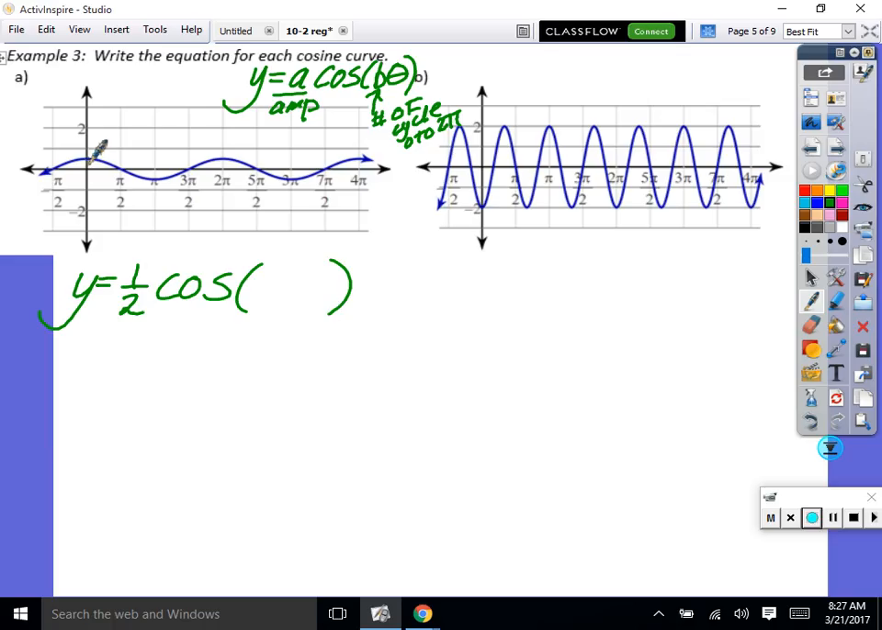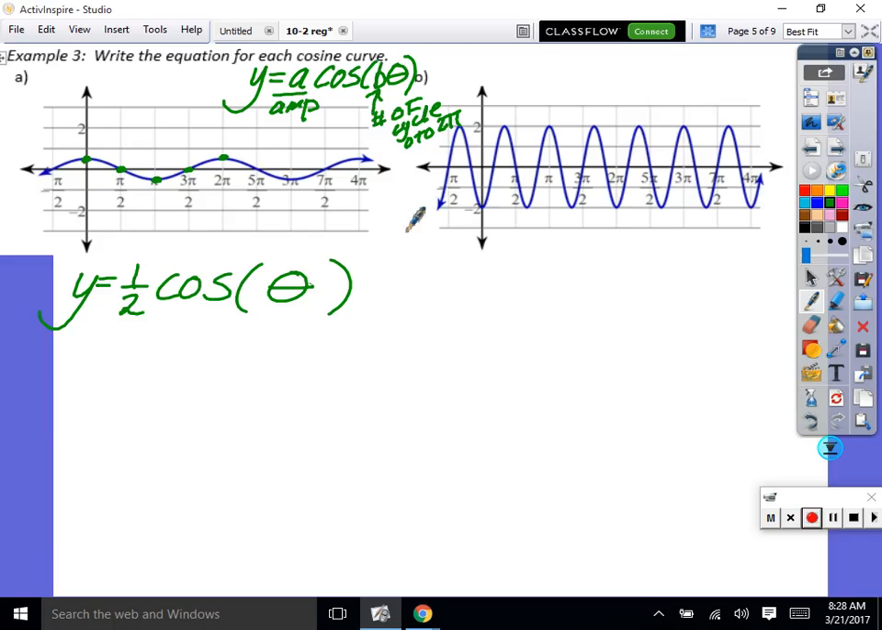So we would start out for cosine. Our 1 period is max, 0, min, 0, max. And didn't that end at 2 pi? So our period, the length of one cycle, is 2 pi, and the number of cycles from 0 to 2 pi is just 1. So we would have 1 theta, or we'll just write theta. Since there's only one cycle from 0 to 2 pi, it's just a 1.